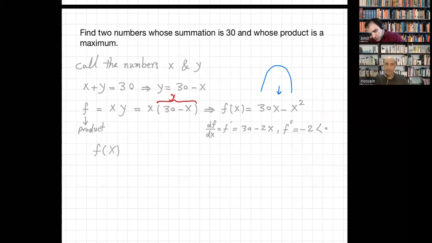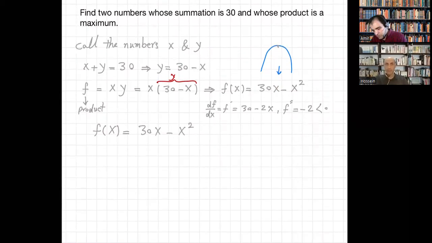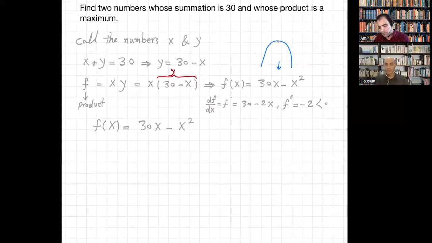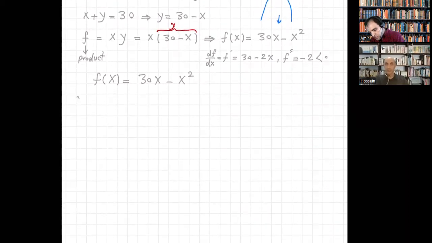And then we have this function, 30x minus x squared, and we want to maximize this one. So the critical point is at the maximum. If we take a derivative, we get the maximum value for that. So I'm going to take the first derivative of f with respect to x. It's going to be df over dx, or f prime, equal to 30 minus 2x.